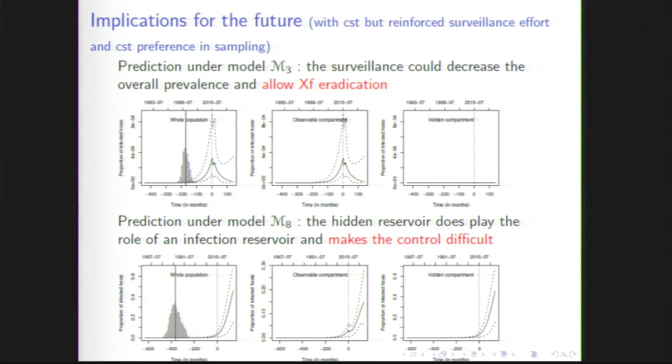In the second scenario, you have to read the hidden compartment does play the role of an infection reservoir and makes the control difficult. Okay, we can see here that, well, despite the surveillance, the disease continues to grow.